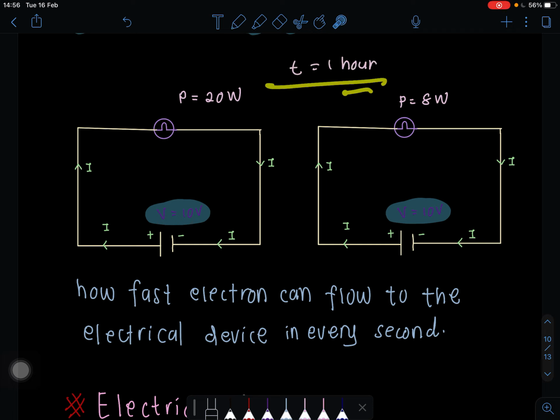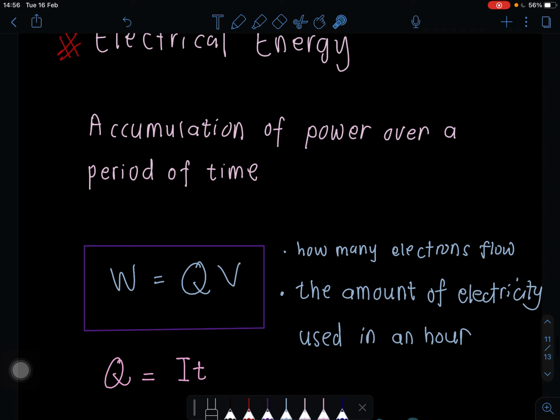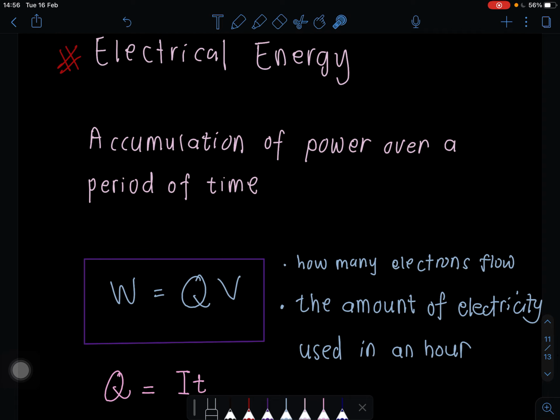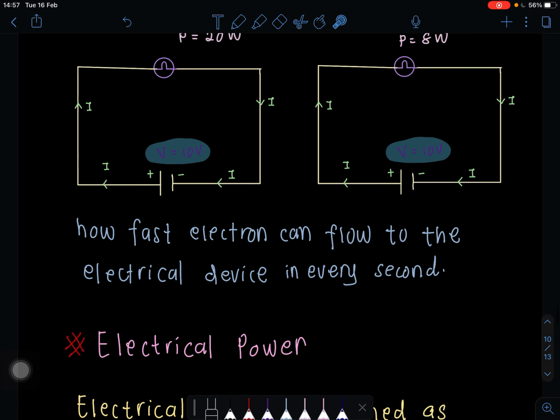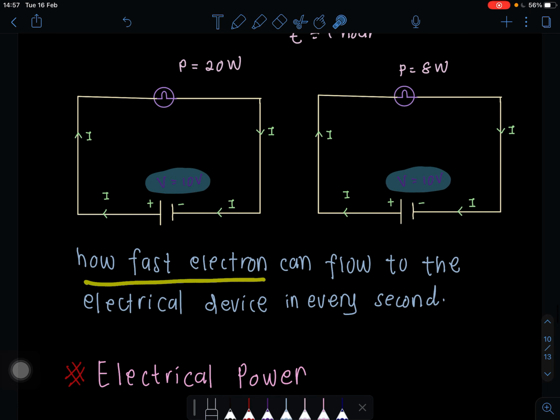So within that 1 hour, we want to calculate how many electrons flow. So calculating how many electrons flow means that we calculate the energy. So the amount of electricity used in an hour is actually equal to energy. Okay, so you can see the difference there. So energy is how many electrons flow, and power is how fast electrons can flow.